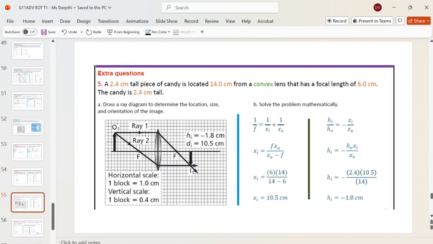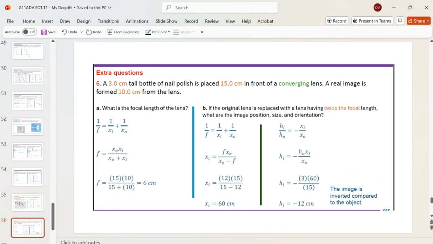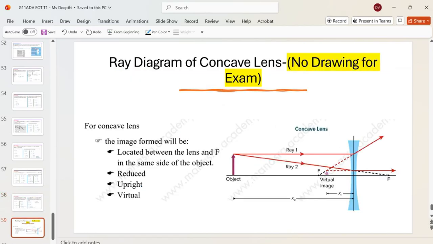Same as the other one, but the sign of the focal length should be understood. Okay. Now, for the concave lens, you don't have any ray diagram, but the properties of the image should be learned. The object is kept at any distance. You can see that you don't have to draw the figure. You just need to know the properties.